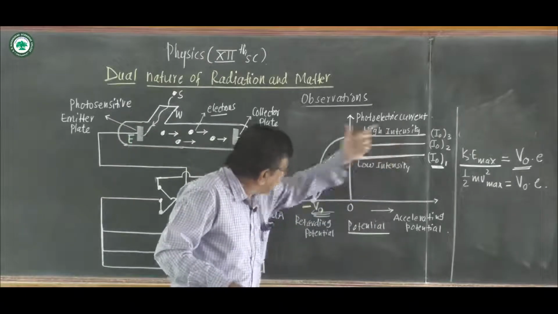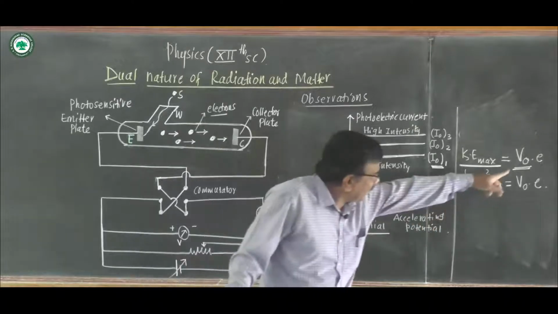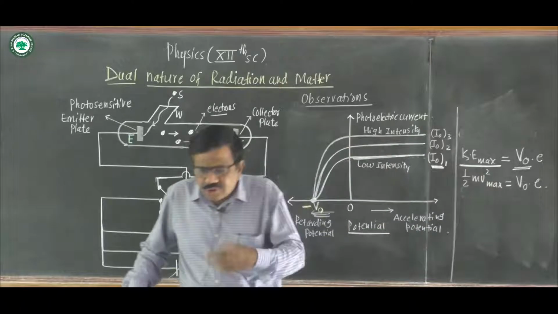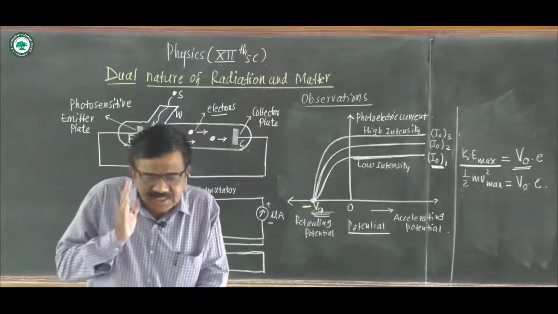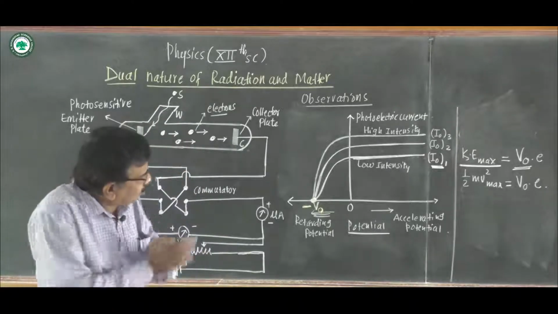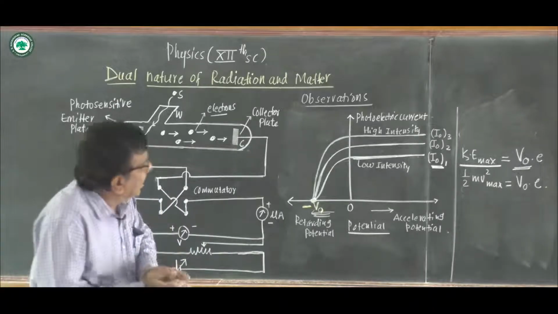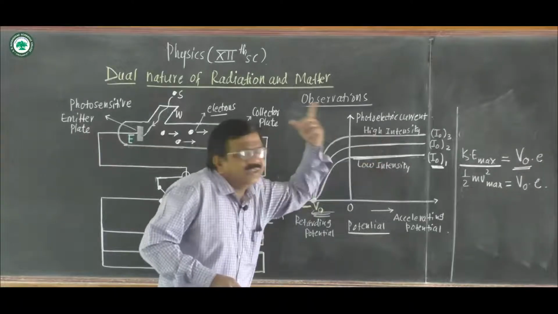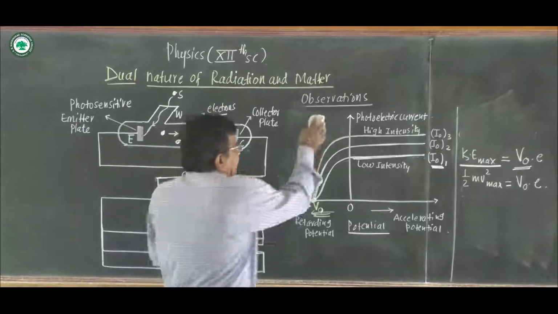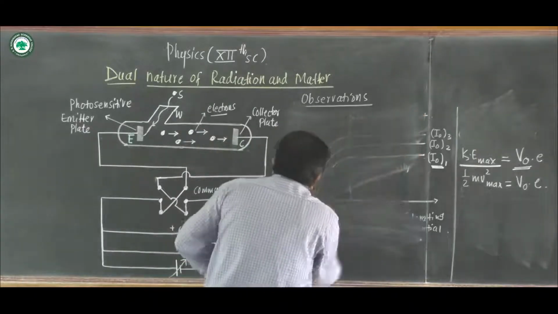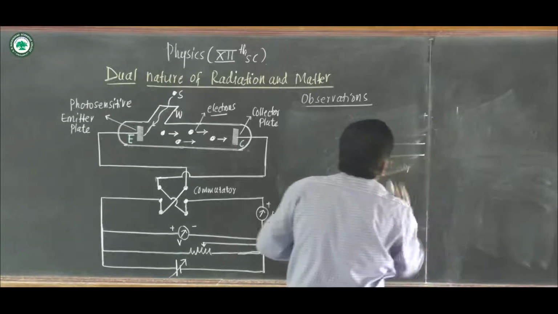For different intensities, this stopping potential is the same for the given frequency. And as this stopping potential is the same, the kinetic energy is also the same. Hence our main conclusion is, for a given frequency of incident radiation, the stopping potential and hence the maximum kinetic energy of photoelectrons are independent of intensity. So this is the main conclusion here. Now we study the next observation in this experiment. These observations are very important.